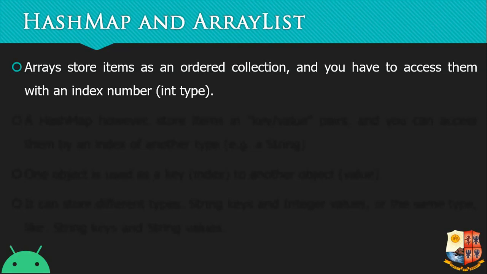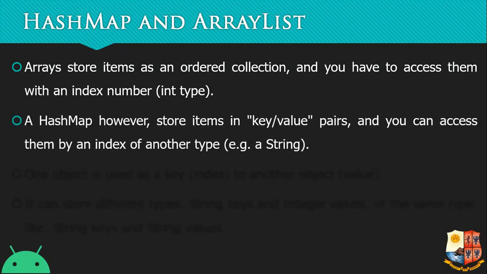So you have to access them with an index number, which will be of integer type because it starts with 0, 1, 2. There is no 1.5, 1.3 and all. You have 0, 1, 2 like that. You have an index number. Okay, that is array. That is how array works. Let's go to the next one.